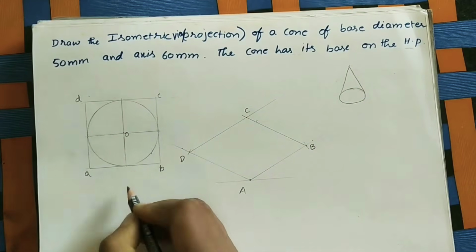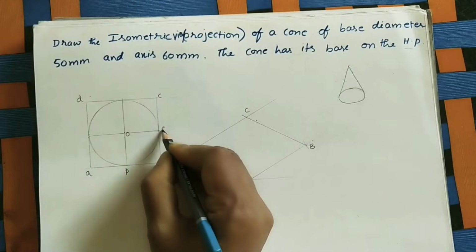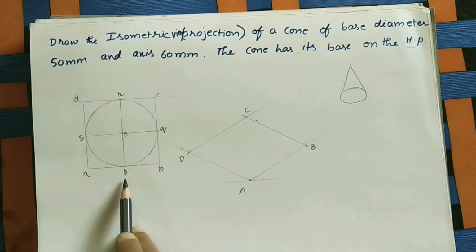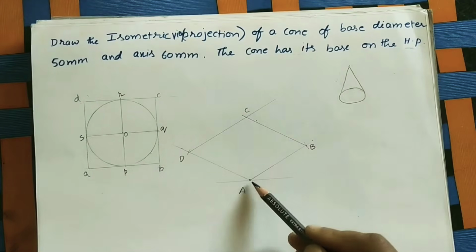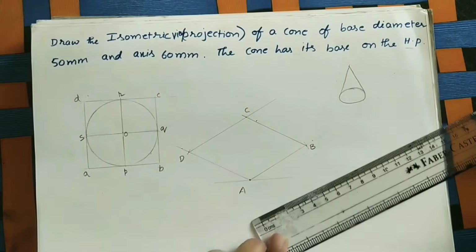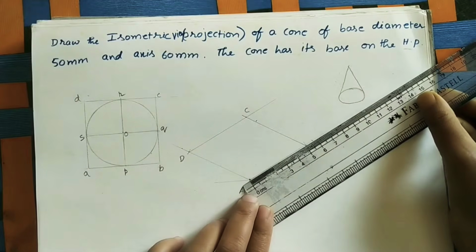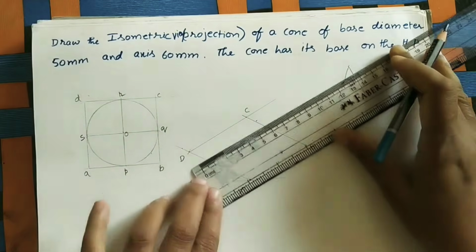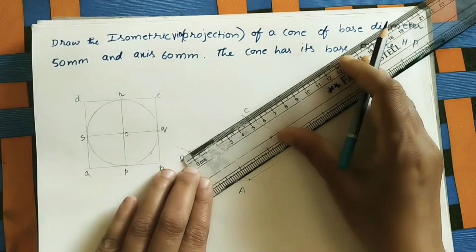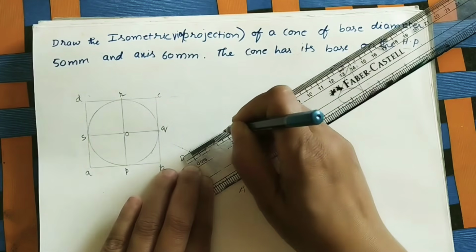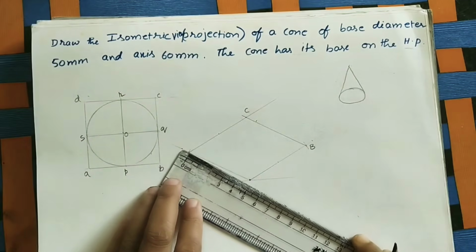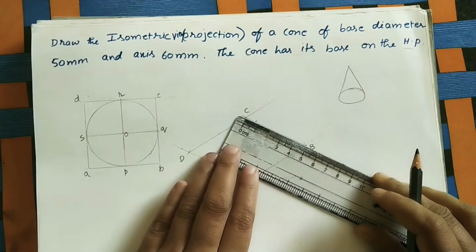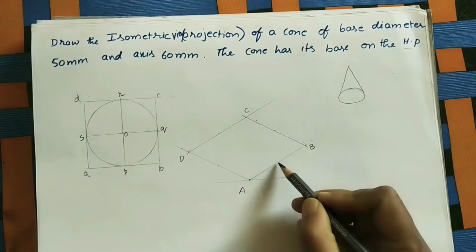Mark the middle points. I am taking small p, small q, small r, small s. We can give any names here in small letters. So P is the middle point of AB. Here also mark the middle point. We can use a scale as well as a compass for marking the middle points. So as we know, this is 5 centimeter. Mark the middle point. Similarly here also mark the middle point. 2.5 this side also. So we have marked middle points.